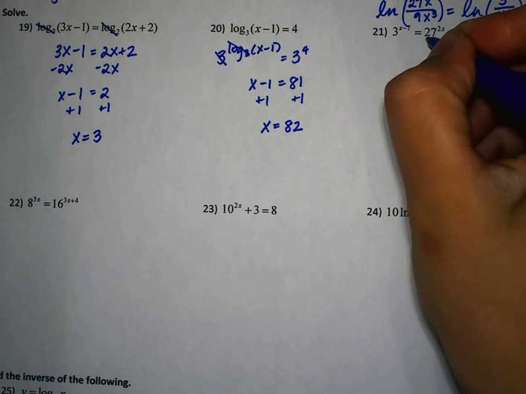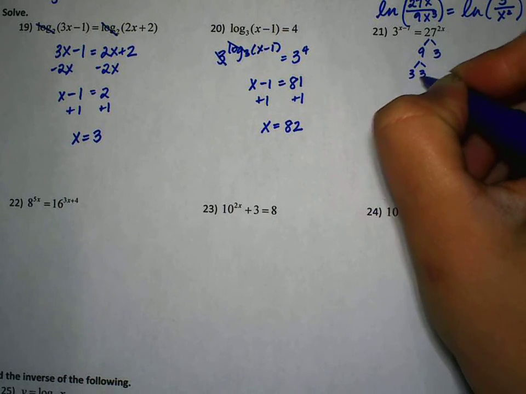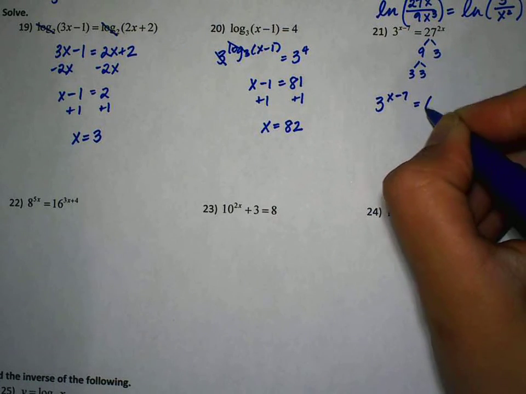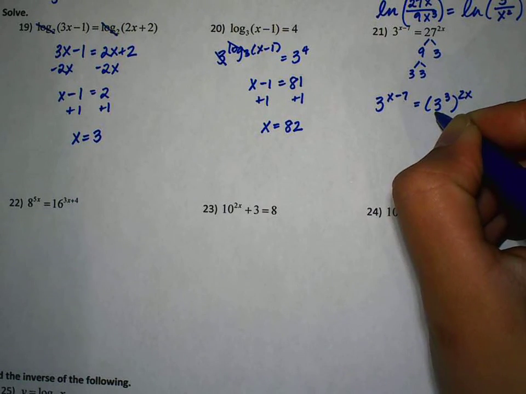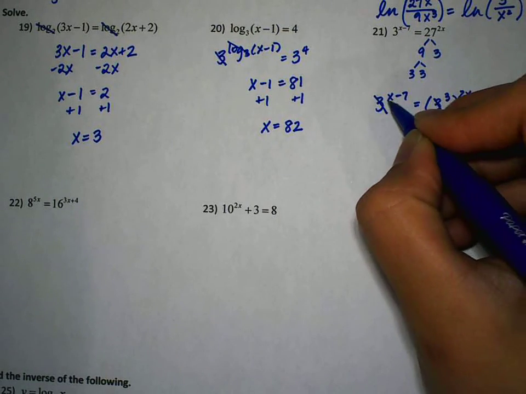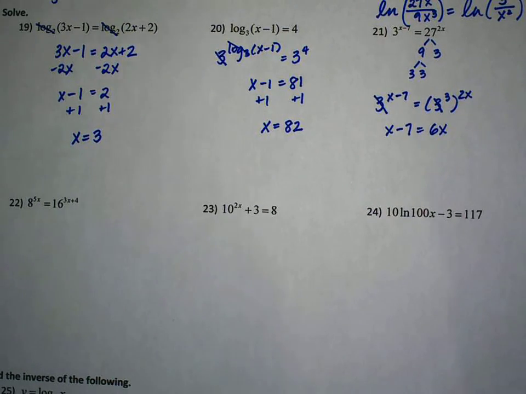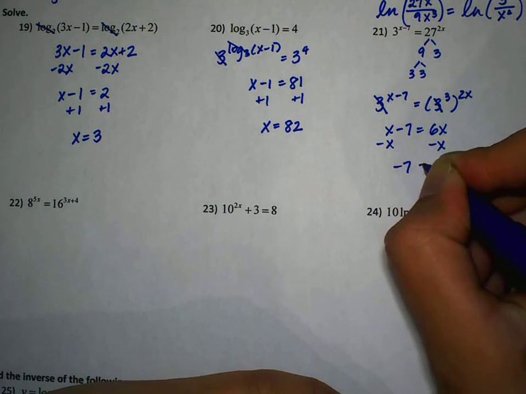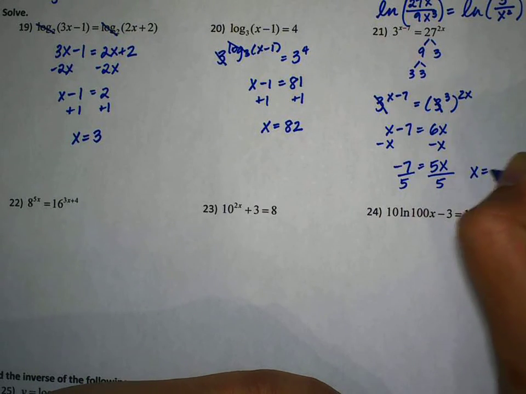Well, 27, I know, is 9 times 3, 3 times 3 times 3. So it's actually 3 to the third power. I'm going to rewrite this problem with 3 to the third power instead of 27. And since 3 is equal to 3, we just cross them out. What I have left is x minus 7 is equal to 3 times 2x, so that's 6x. I'm going to get all the x's on one side by subtracting x. It's 5x, I'll divide by 5. X is equal to negative 7/5.